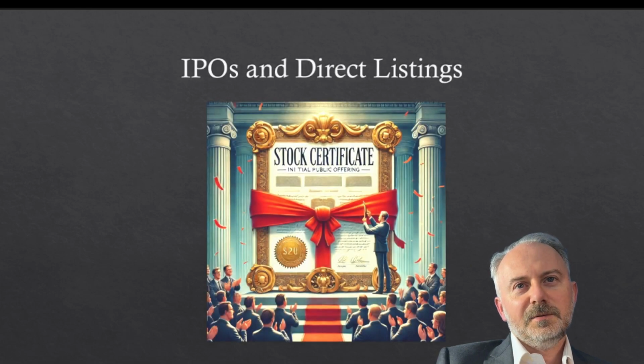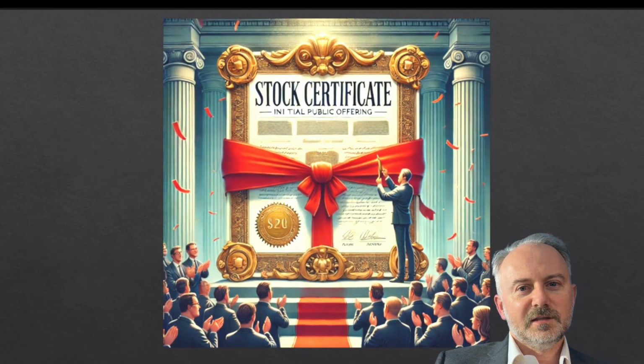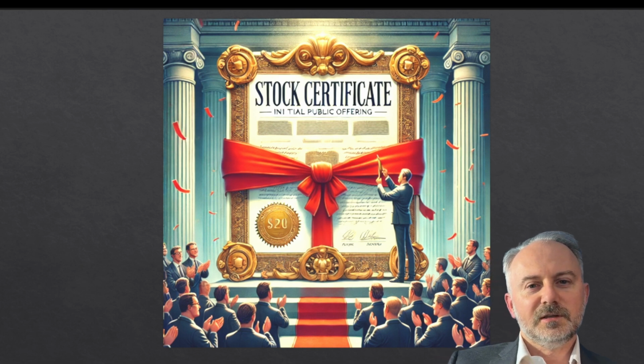Next, IPOs and direct listings. Now, IPOs tend to generate a lot of attention, they get a lot of hype. They come out with pretty much a big bang and a lot of splash. So there tends to be a typical overvaluation that comes from a new stock offering. However, if you're interested in this, there are some approaches you can take.